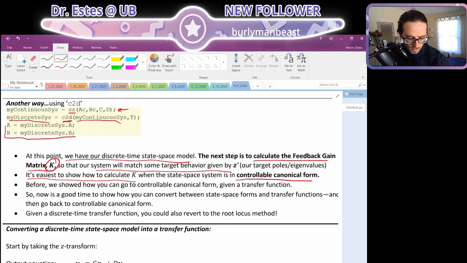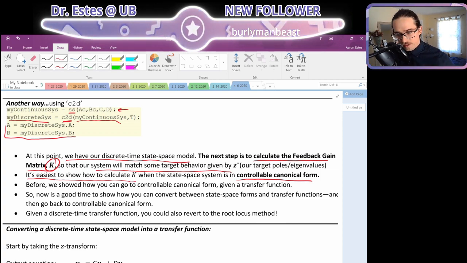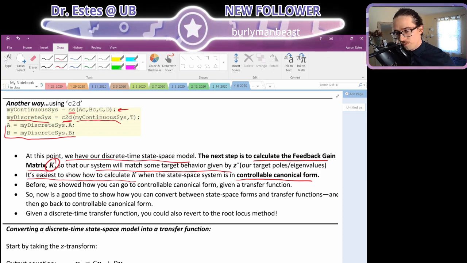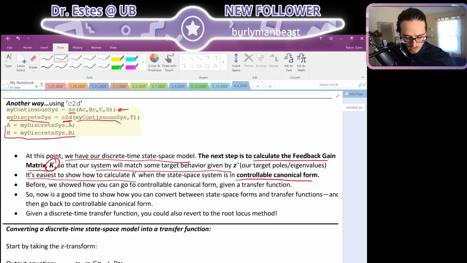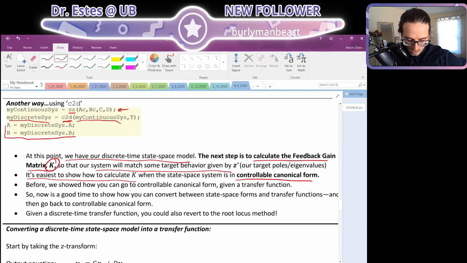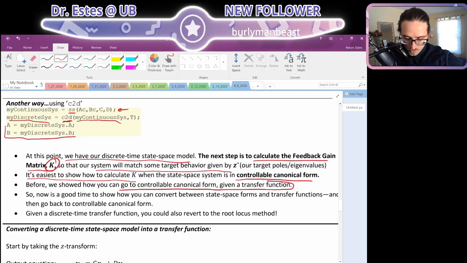So the way that we went to controllable canonical form before, I don't know if you remember this. This was last week sometime. But I showed how you can go to that form if you're given a transfer function.